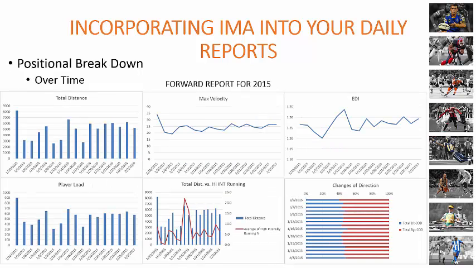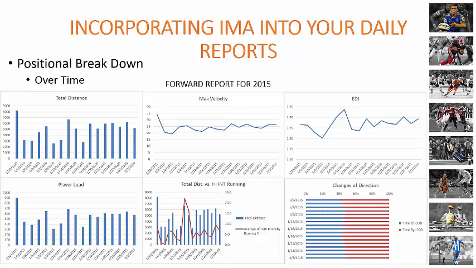This is the same graph that we looked at on the previous slide, only this is for a forward over the first part of this year. So this is a forward report for all of 2015 thus far. The same variables: distance, player load, max velocity, EDI, which again is a measurement of explosiveness, total distance versus high intensity running, and then IMA is incorporated as the change of direction data. So again, this user finds a lot of value in all of our GPS data, but they still like the change of direction data to look at some of those micro movements that are occurring.